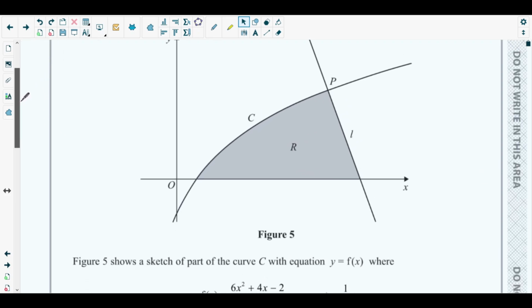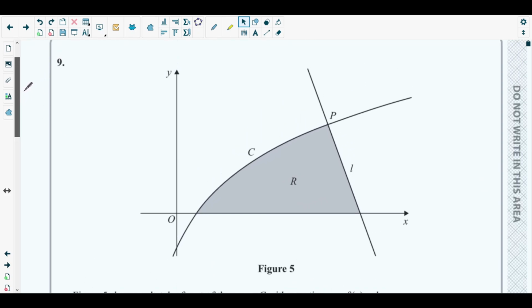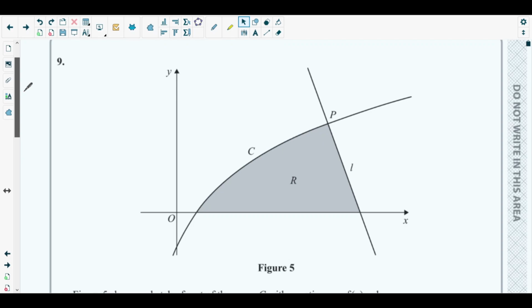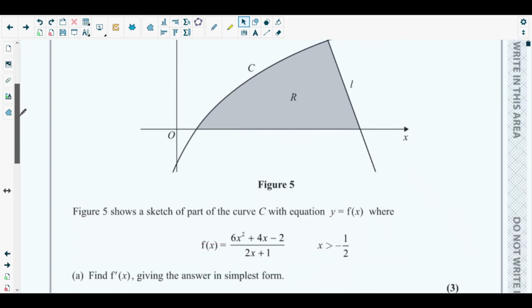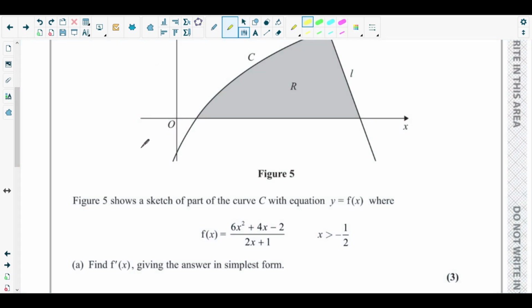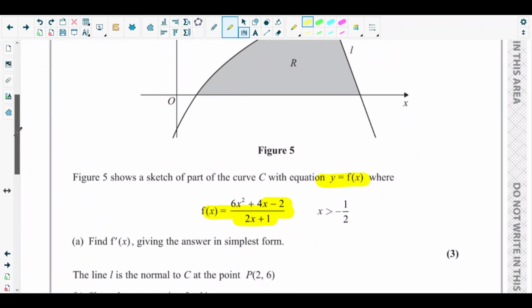Right at the beginning you can see Figure 5, the fifth figure of this paper, where a curve C has been drawn, a region R has been shaded, and you can see a straight line L. Figure 5 shows a sketch of the curve C with equation y equals f of x, where f of x equals 6x squared plus 4x minus 2 over 2x plus 1, where x is greater than negative half, the domain of f of x.